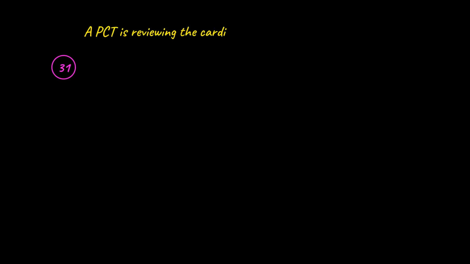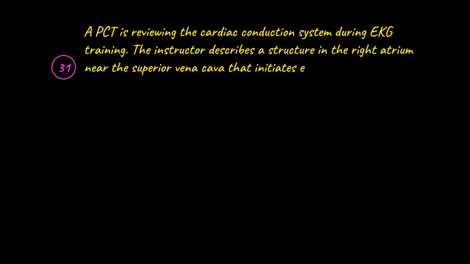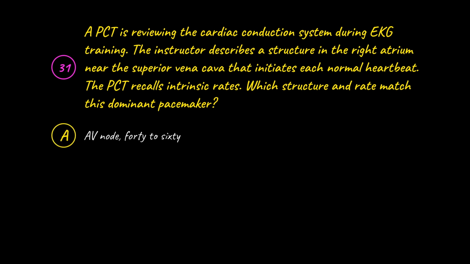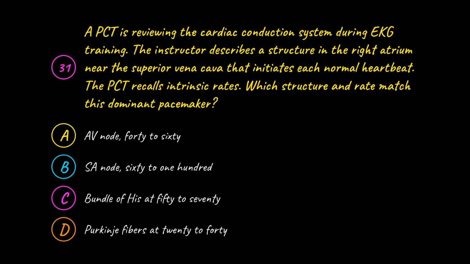Question 31. A PCT is reviewing the cardiac conduction system during EKG training. The instructor describes a structure in the right atrium near the superior vena cava that initiates each normal heartbeat. The PCT recalls intrinsic rates. Which structure and rate match this dominant pacemaker? Your options are A, AV node 40 to 60, B, SA node 60 to 100, C, bundle of His at 50 to 70, D, Purkinje fibers at 20 to 40. Don't overthink it. Which one feels right?